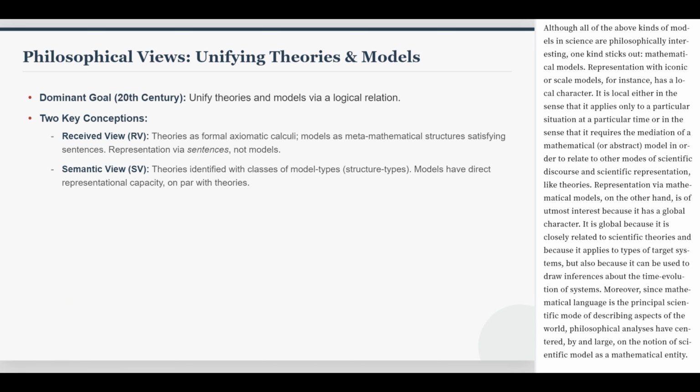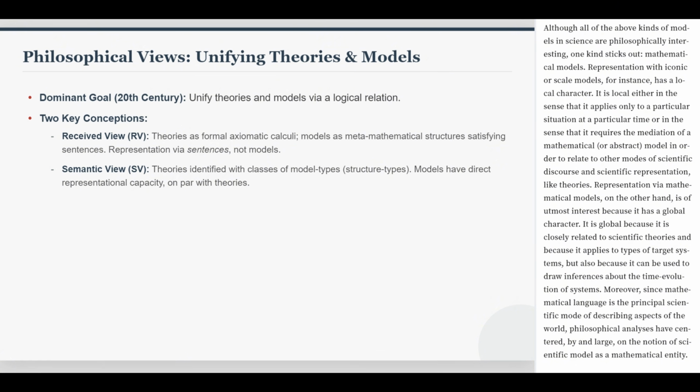Then came the semantic view, or SV. This is a big shift. It says, hold on, let's give models some respect. According to SV, a scientific theory isn't just a set of sentences. It's fundamentally defined by the class of possible models it describes. Think of a theory of gravity not just as equations, but as the set of all possible space-time geometries compatible with it. Here, models are seen as having their own direct power to represent reality, standing shoulder to shoulder with the theory itself.